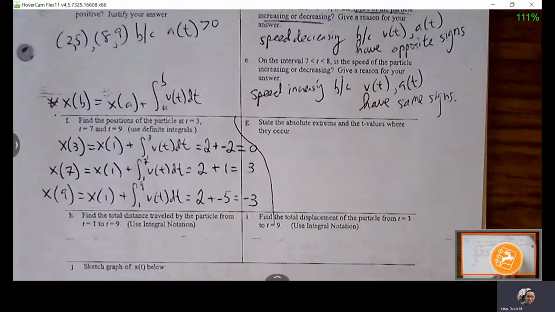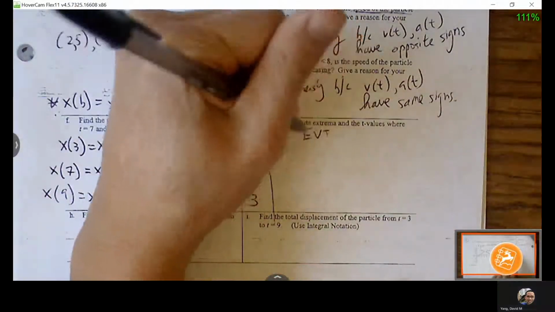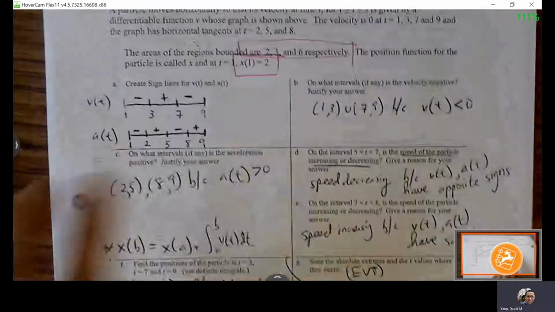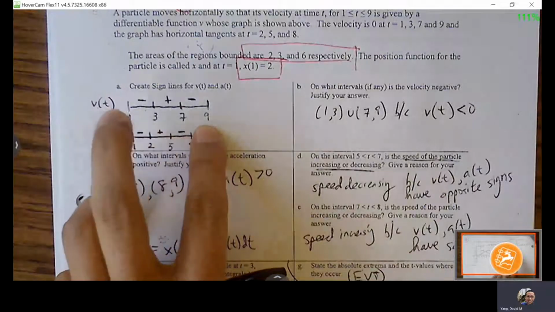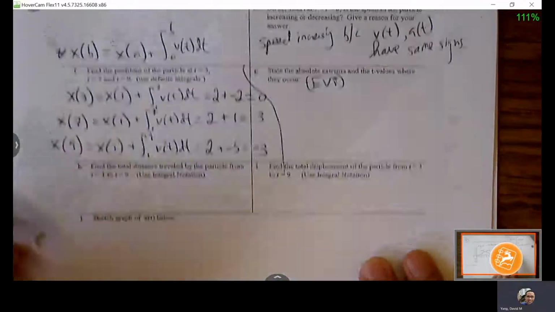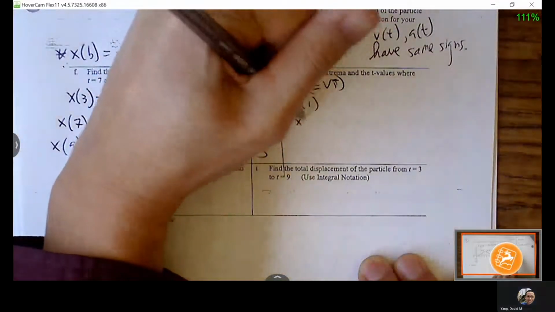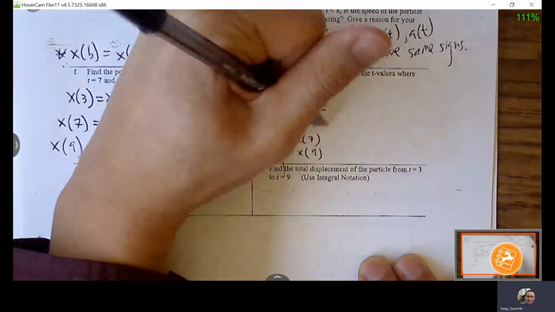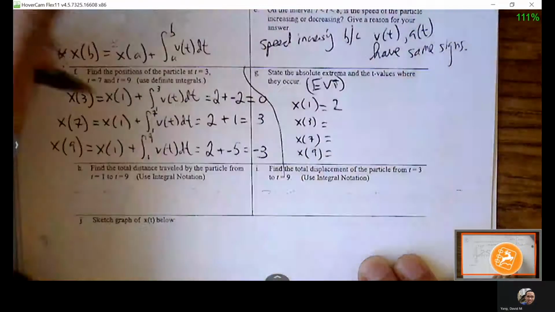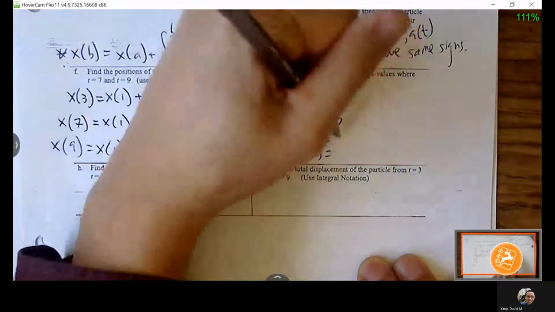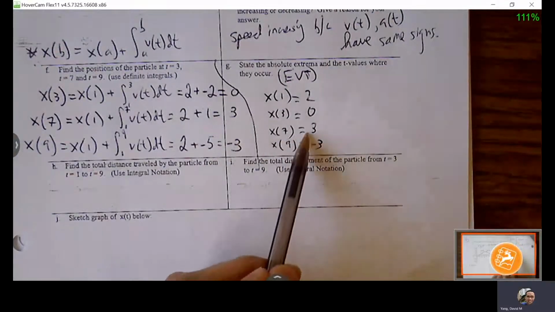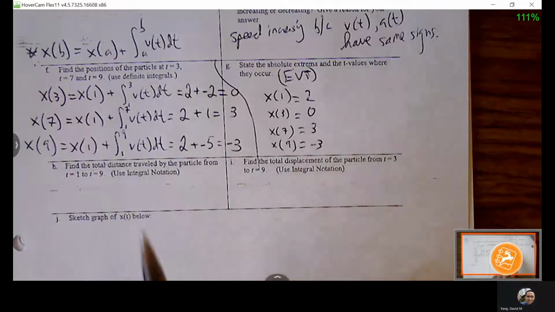Okay, find the absolute extrema. This is the extreme value theorem. So we just need to find endpoints and critical points based off the velocity graph. So we'll find the position at 1, 3, 7, and 9, which we have all in front of us. So we can just use those values, because these are all candidates. Okay, absolute max is 3, absolute minimum is negative 3.